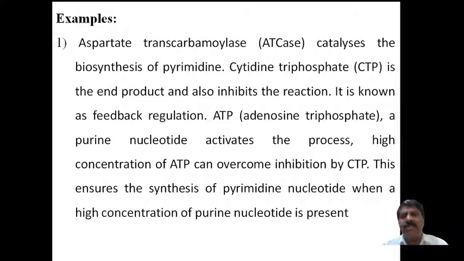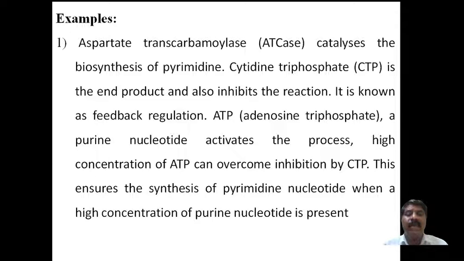Biosynthesis means, in the biological pathway, the pyrimidine will be produced. It is the biosynthesis of pyrimidine, and cytidine triphosphate, CTP, is the end product. The cytidine triphosphate as the end product also inhibits the reaction. It decreases the rate of the reaction.